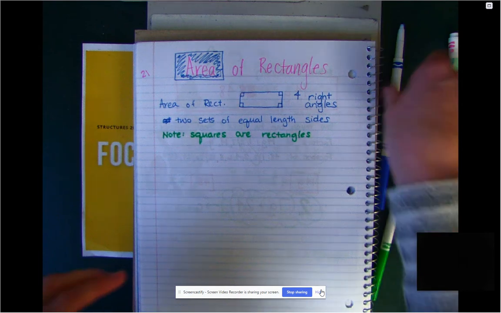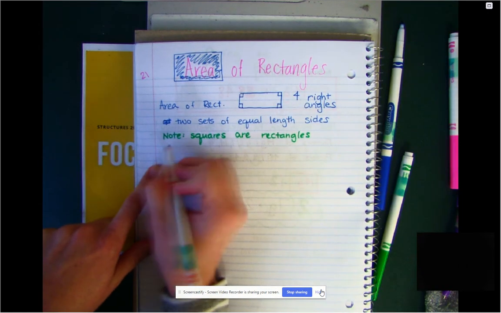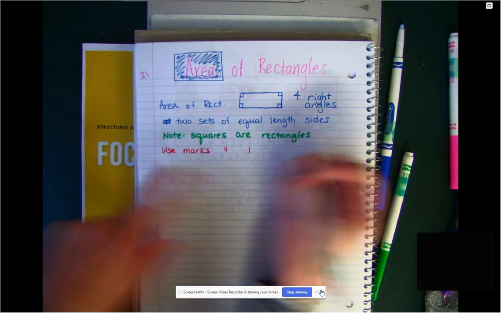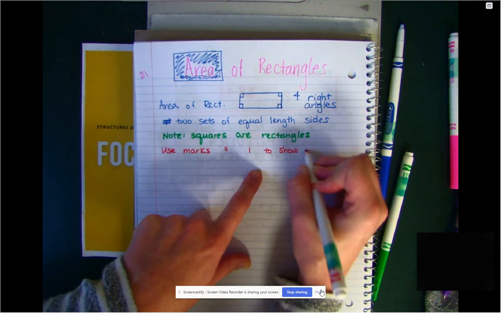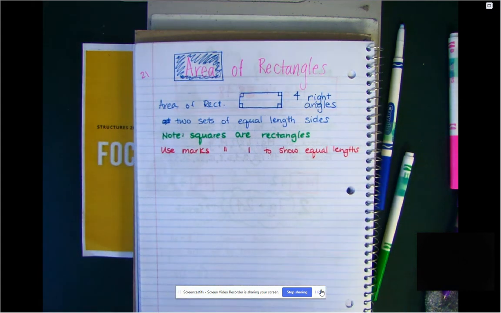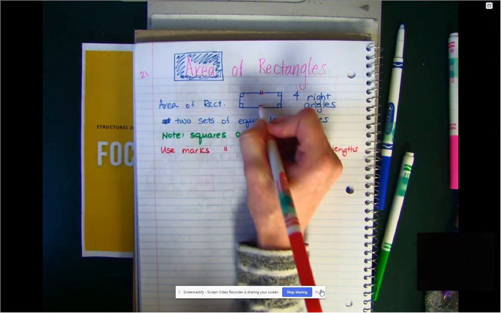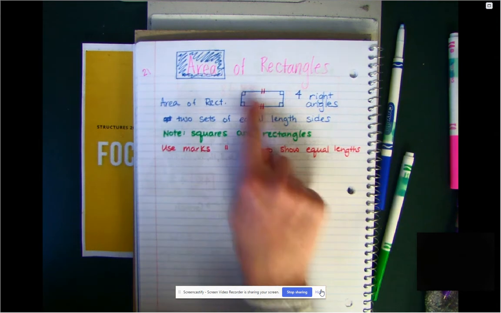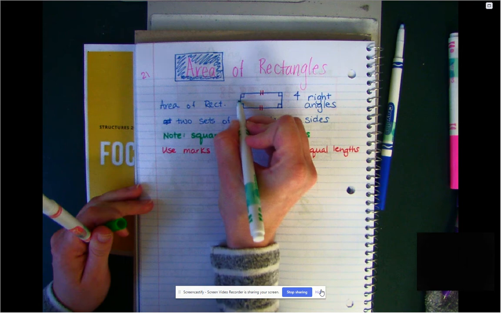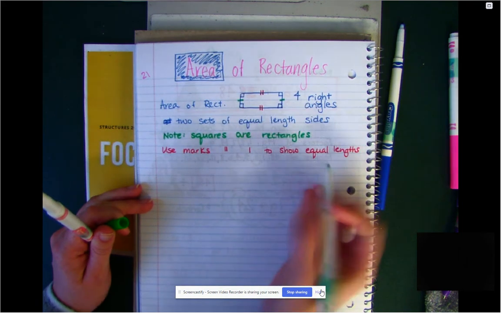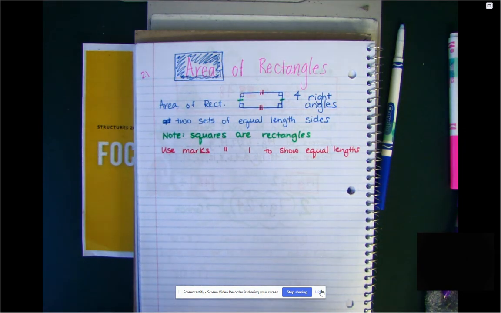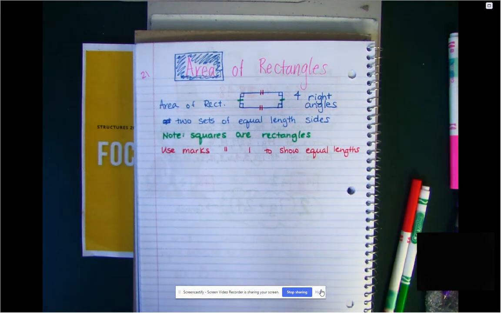Okay. Something to know is that we often use marks like 2 marks or 1 mark to show equal lengths. So if the person drawing a rectangle puts 2 marks on this side and 2 marks on that side, that means that both of those are the same length as each other. And on here they would put a different number of marks. So they might put 1 mark here and 1 mark here, and that tells me that these sides are the same length. So if you're wondering why those marks are there, that's why, because they indicate length and they tell us what sides are the same length as other sides.